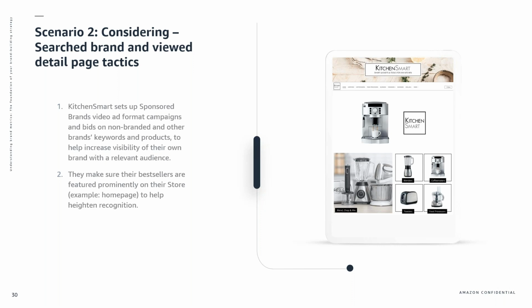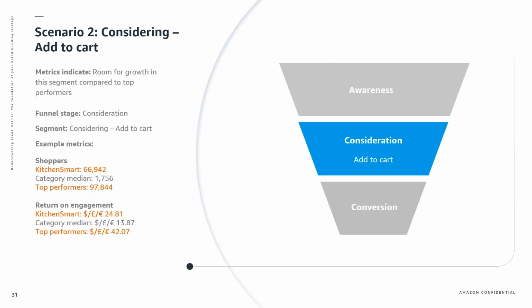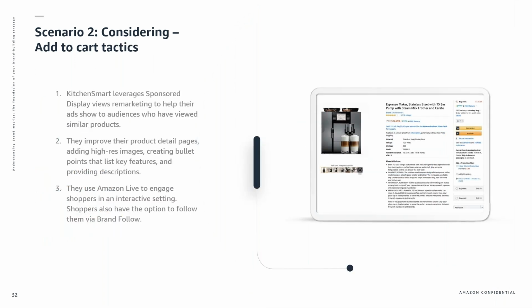So just make it easy for someone to click onto your best-selling page and help them make a faster purchase decision from there. And of course, how do we actually encourage people to start adding to cart and consider even more, slowly moving towards actually making the final purchase. Add to cart tactics: we can use sponsored display views remarketing, as I mentioned, a bit repetitive, but basically you are just targeting people who have viewed similar products.